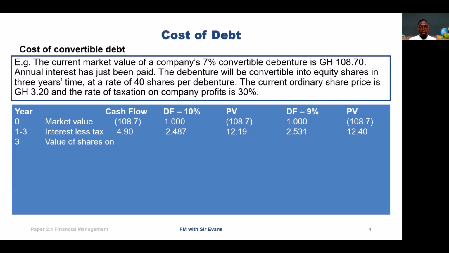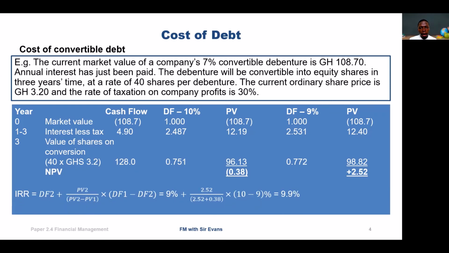The third year is if we are going to convert it into shares. So we said the value of shares on the conversion is going to be 40 shares per debenture, and the ordinary share price is 3.20. So 40 times 3.2, giving us 120. It's our conversion inflow, and we also discount that at year 3, using the year 3 discounting factor for 10% and 9%. So when you finish, you sum all of it and you apply the IRR formula, and that will give us 9.9%.